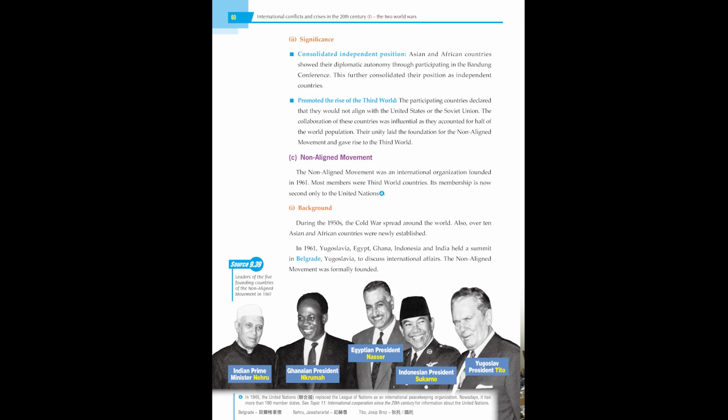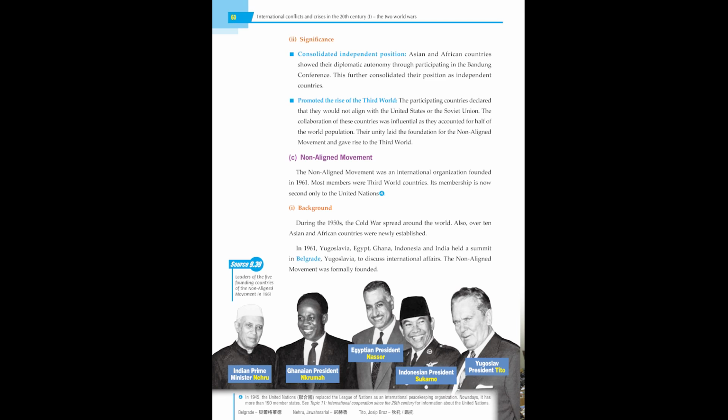2. Significance. Consolidated independent position. Asian and African countries showed their diplomatic autonomy through participating in the Bandung Conference. This further consolidated their position as independent countries, promoted the rise of the Third World. The participating countries declared that they would not align with the United States or the Soviet Union. The collaboration of these countries was influential as they accounted for half of the world population. Their unity laid the foundation for the non-aligned movement and gave rise to the Third World.